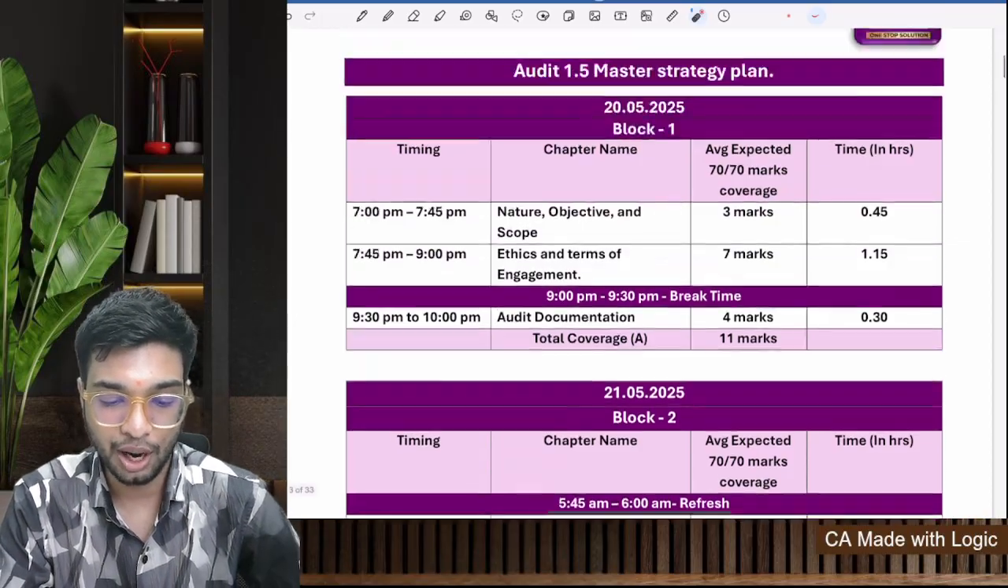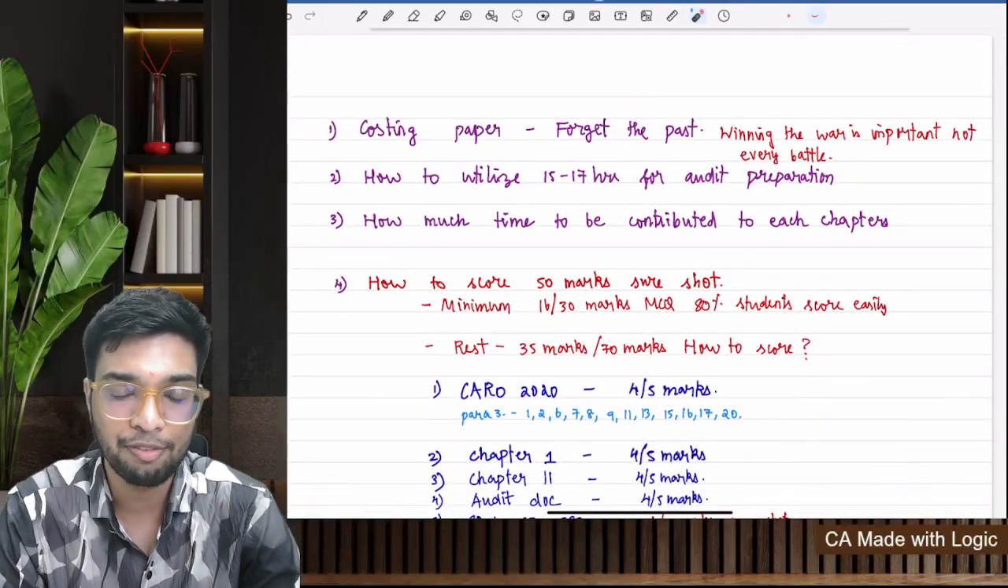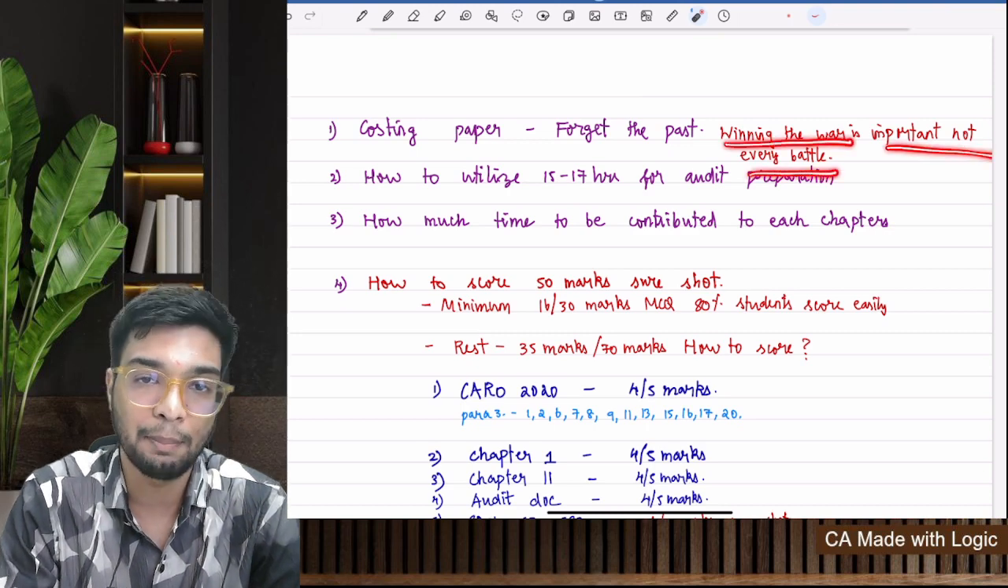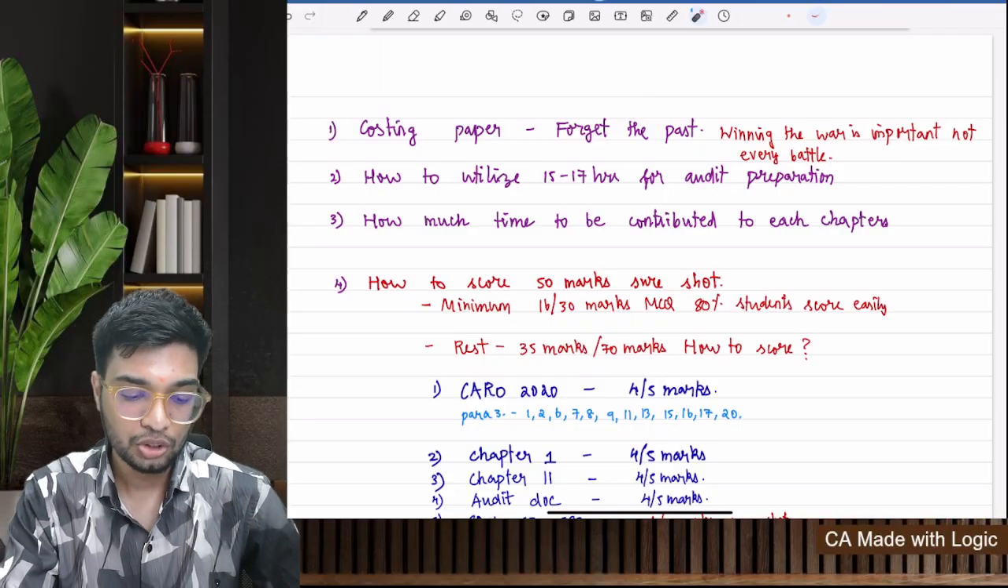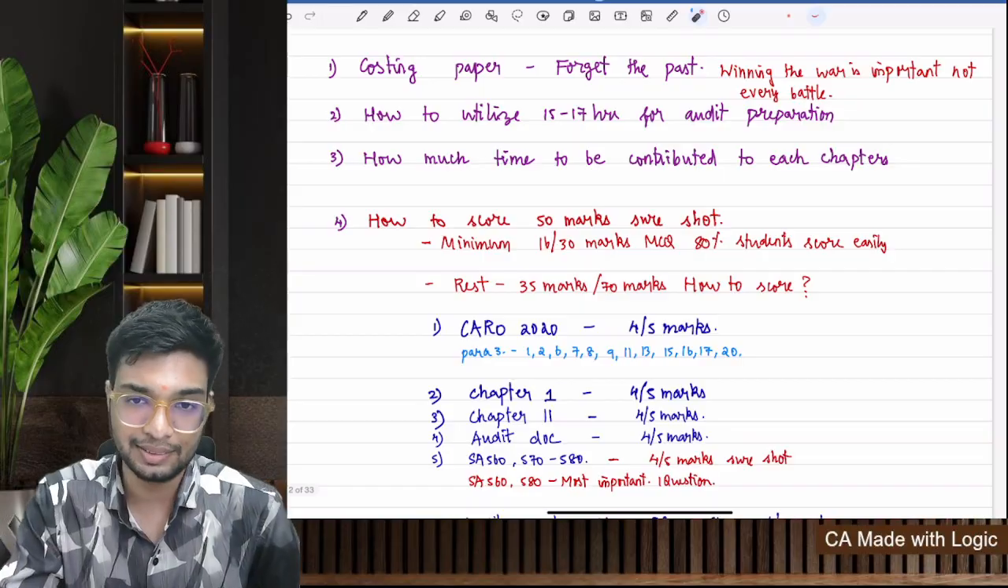Before starting audit strategy, I'll quote one of my favorite quotes: winning the war is more important than winning the battle. Remember this till the end of your life. So, now let's come to the audit strategy discussion.